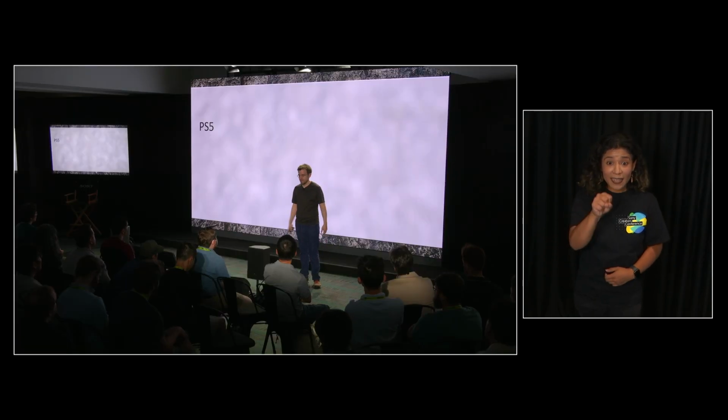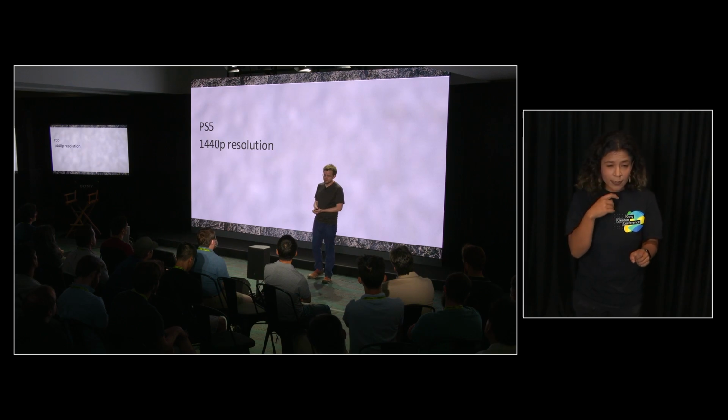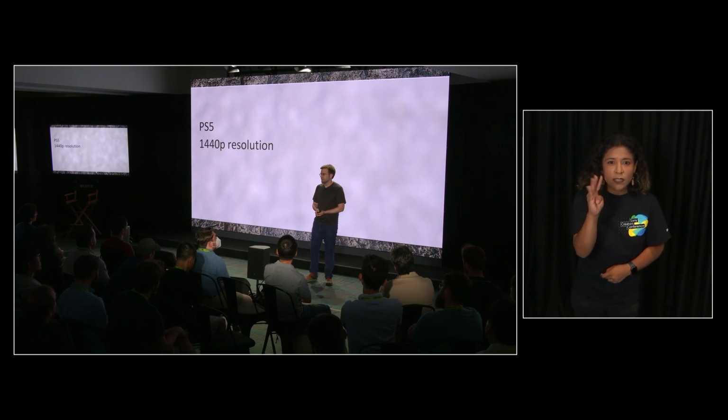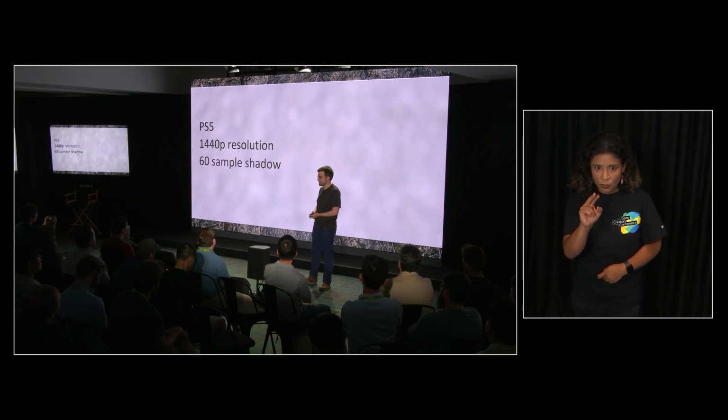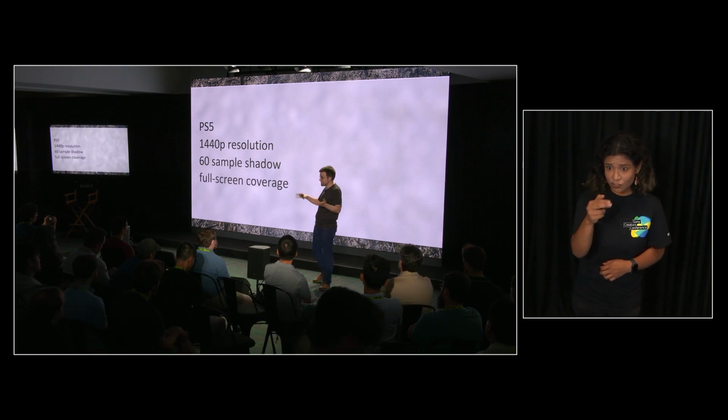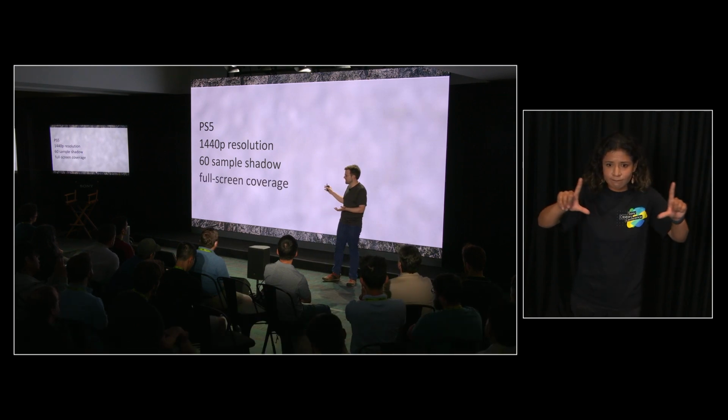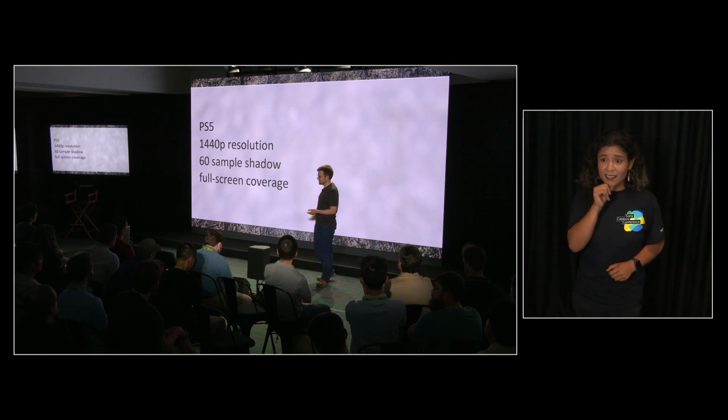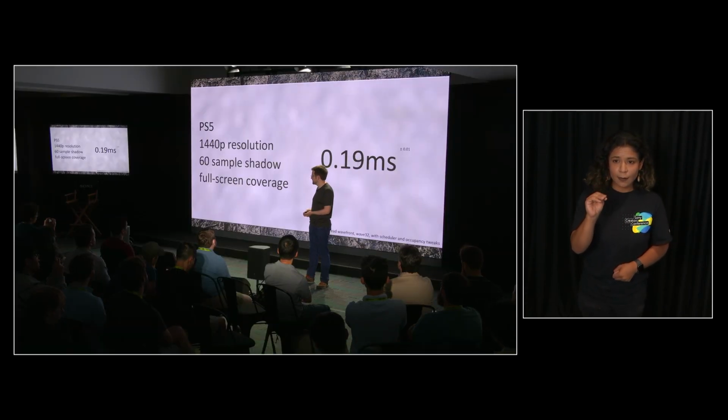So what does that actually mean for performance? This is fun. On PS5, let's say you're targeting a native resolution of 1440p, and you want to do this 60 sample shadow with full screen coverage. Let's assume the light is not in the center of the screen, but somewhere off screen. You're sampling every single pixel. Well, this shader takes 0.19 milliseconds, plus or minus. So it's pretty cheap.